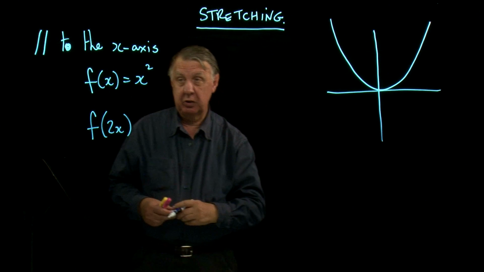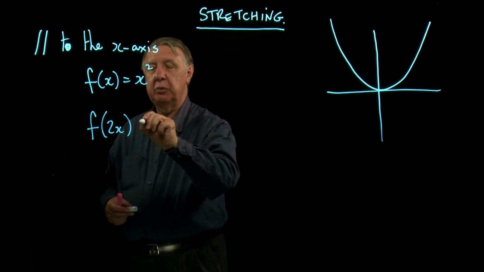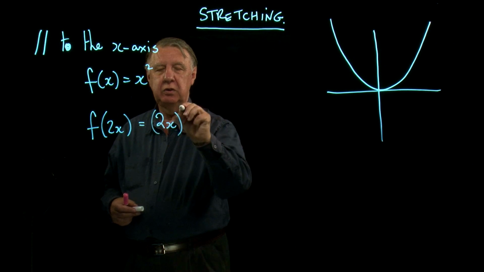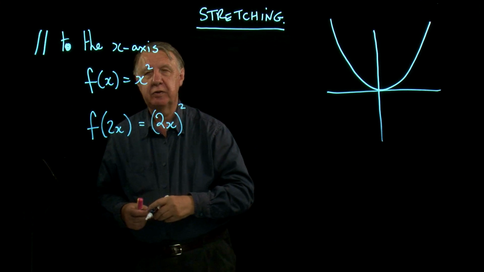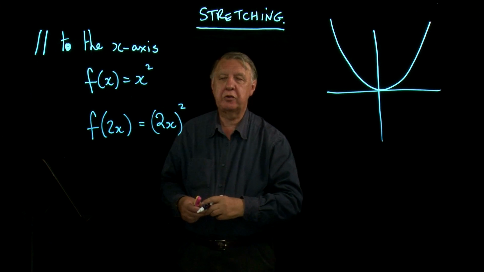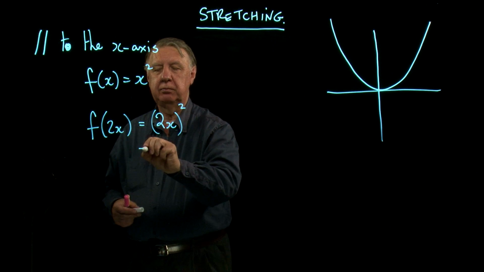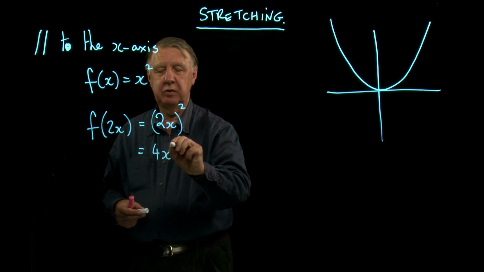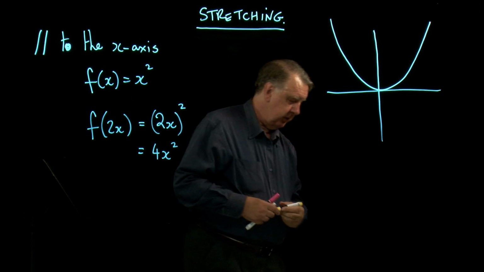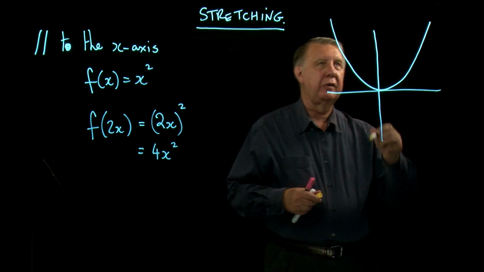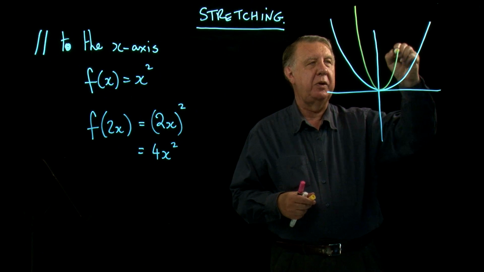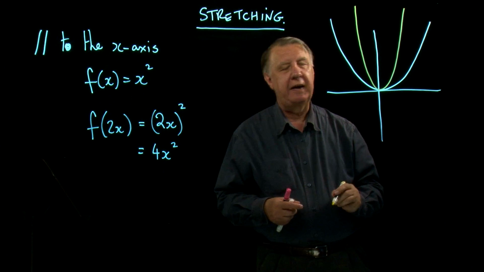Now what does f of 2x mean? Well, it means replace x with 2x. So in other words, it's going to be 2x all squared, which is 4x squared. And if I ask you to draw that, it looks a bit like that.